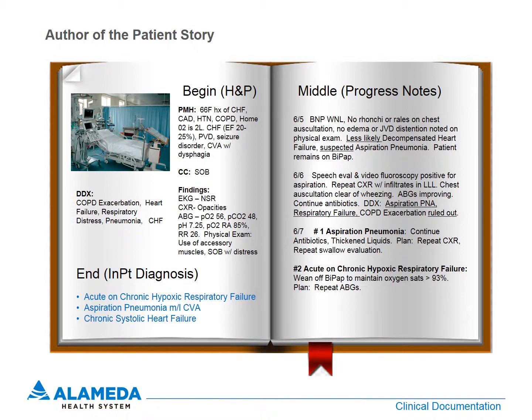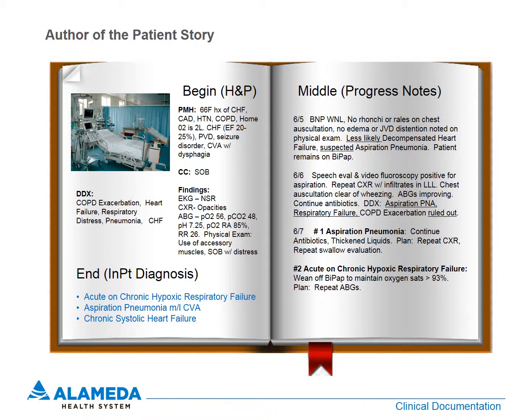So you now have a differential diagnosis of many different things. It could be COPD exacerbation, it could be heart failure, it could be respiratory distress, it could be pneumonia, it could be CHF. And you're documenting that as your differential diagnosis. As you start to do all your diagnostics, your findings are the EKG is normal sinus rhythm, the chest x-ray has opacities, the ABGs: PO2 is 56, PCO2 48, pH is 7.25, room air O2 sat of 85%, respiratory rate of 26. On physical exam, the patient is using their accessory muscles to breathe and has shortness of breath with distress. That's within 24 hours of the patient coming into the hospital.